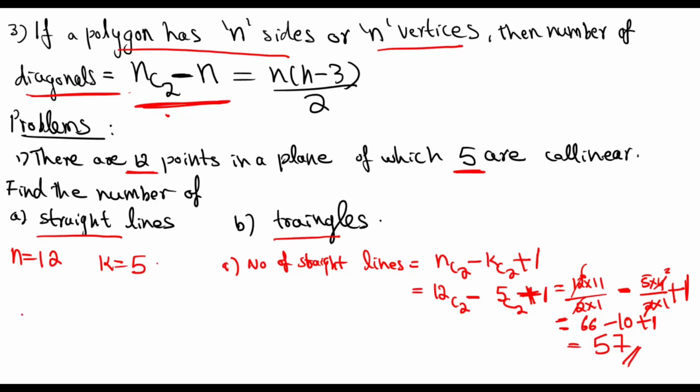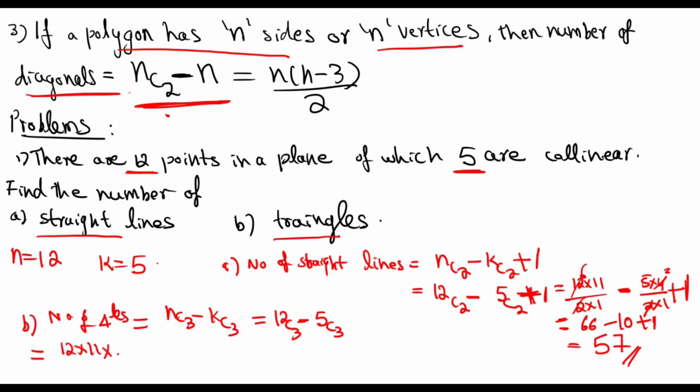See the second question, that is, the number of triangles. The number of triangles is equal to, the formula is NC3 minus KC3. The n value is 12, so 12C3 minus, the k value is 5, so you get 5C3. Substitute here. 12C3 is nothing but 12 into 11 into 10 divided by 3 into 2 into 1, minus 5 into 4 into 3 divided by 3 into 2 into 1.